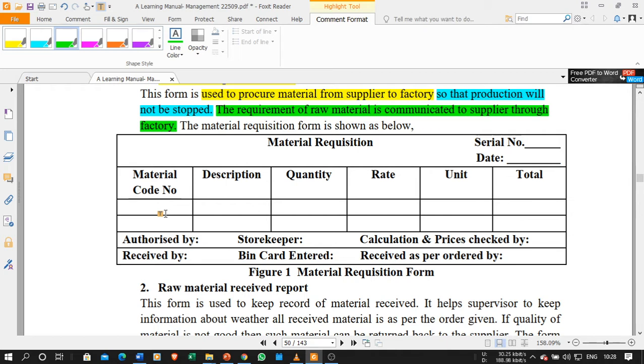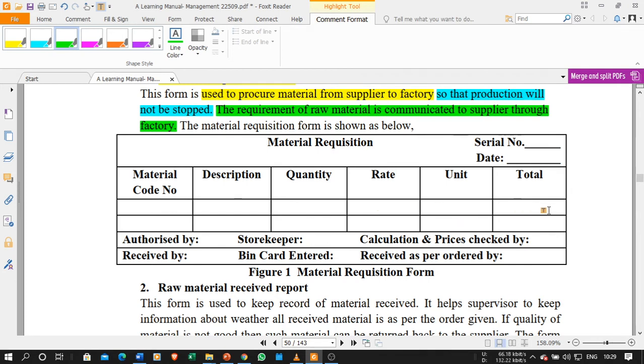Okay, so it has n number of parts and each part has its unique code. So the material code number is mentioned in this one. Then the description of this material is there. Okay, so in the description, say it is my headlight, I will mention it. And what is the quantity required? That quantity may be 10 units, 20 units, 100 units, whatever the quantity, and what may be the rate.